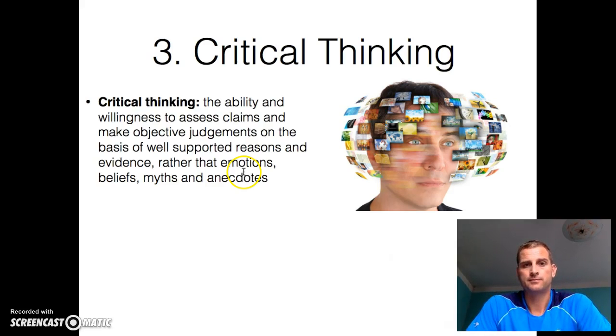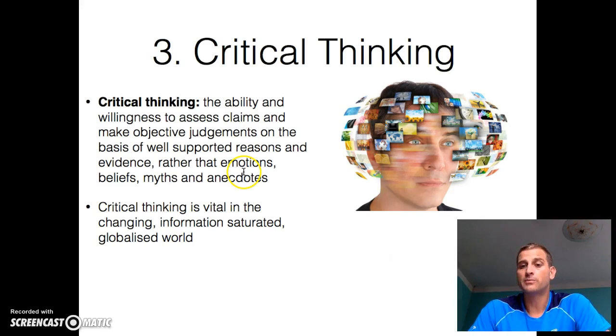Critical thinking. This is the ability and willingness to assess claims and make objective judgments on the basis of well-supported reasons and evidence, rather than emotions, beliefs, myths, and anecdotes. So important words here, I think, is willingness. It's not just the ability, but it's the idea that when you are faced with information in this crazy world of ours, you make that choice to critically reflect upon it. And you base that reflection on evidence. Not what someone has told you, not what the general population believe, but on evidence.